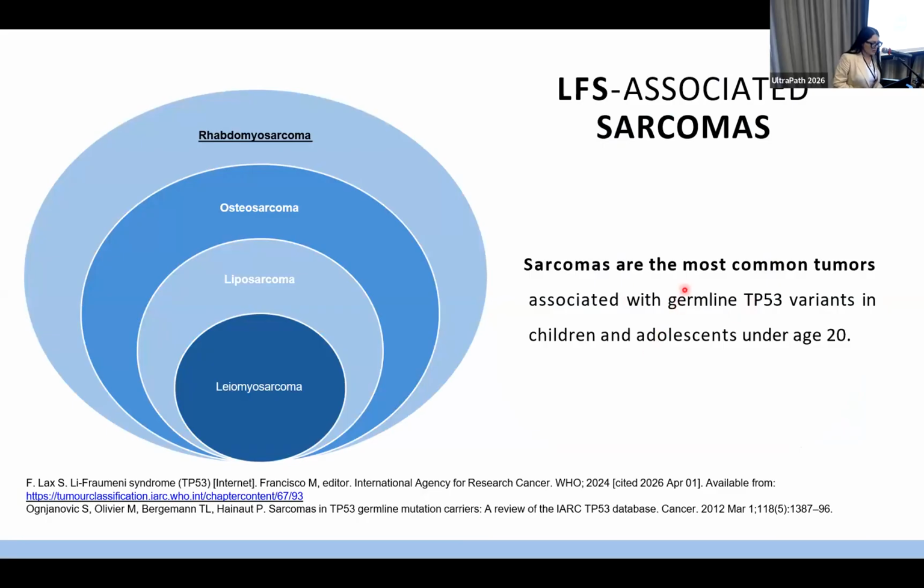And in young patients, especially children and adolescents, the sarcomas are the most frequent associated malignancy. And the rhabdomyosarcoma is the most frequent lesion, followed by osteosarcoma, liposarcoma, and leiomyosarcoma.